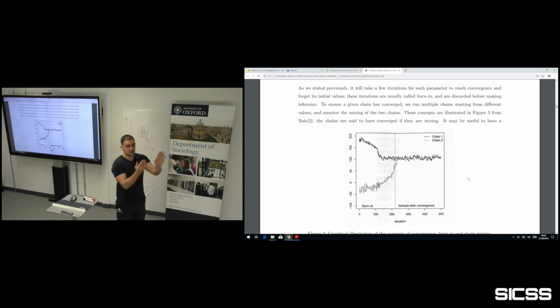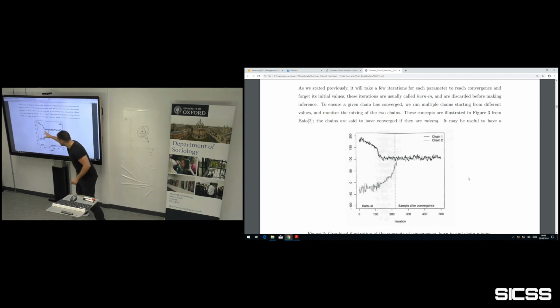And then you can see that the two chains mix nicely. This is called mixing, which suggests that we are at this point here. We are at convergence. Because what does this mean? This means that every time I'm sampling from the previous value, I'm getting stable coefficients.